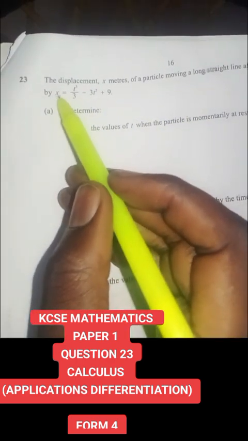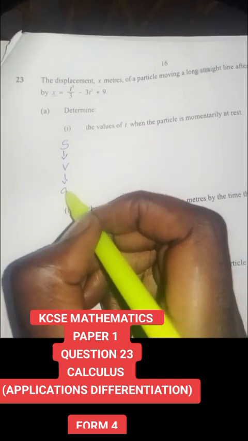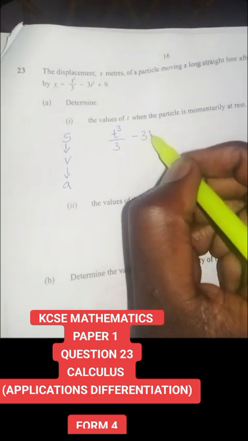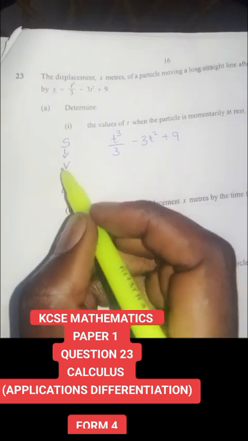So this is calculus in form 4, just an application question on differentiation. If they want the value of t when the particle is at rest, here they were just trying to challenge students with x, because normally we are used to s as the displacement, so no problem. To get velocity, if I have displacement, I differentiate it to get velocity. I differentiate velocity to get acceleration. Therefore, I'm going to differentiate t cubed over 3 minus 3t squared plus 9 to get velocity.